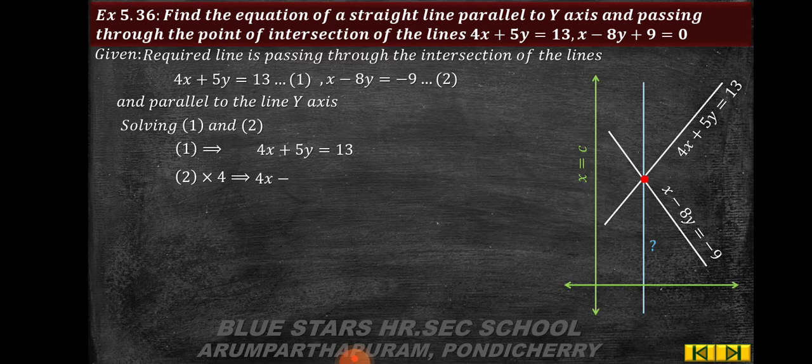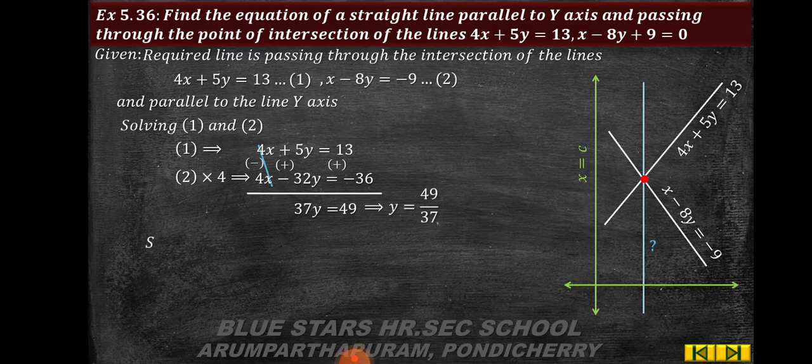So you get 4x - 32y, since 8 into 4 is 32, equal to 9 fours are 36, so minus 36. Then, solving the two equations, change the sign: minus will become plus and plus will become minus. So 4x minus 4x gets cancelled. Then 5y + 32y is 37y, which is equal to 13 + 36 is 49. So y = 49/37.